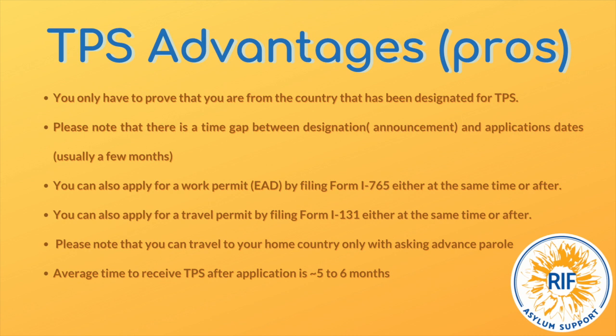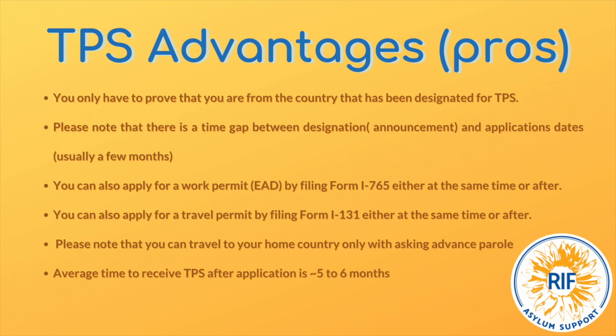You can also apply for a work permit, the EAD, by filing Form I-765, either at the same time or after. You can also apply for a travel permit by filing Form I-131, either at the same time or after you applied for TPS. Please note that you can travel to your home country only by asking for advance travel parole. That's important.